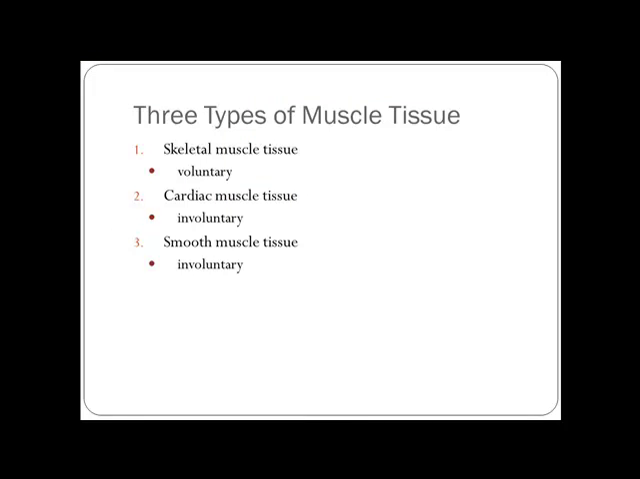So, in this lecture, we're going to be covering muscular physiology. There's going to be three types of muscle tissue we'll talk about: skeletal muscle, cardiac muscle, and smooth muscle. Skeletal muscle is under voluntary control.